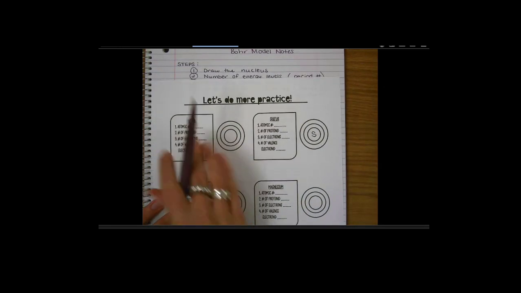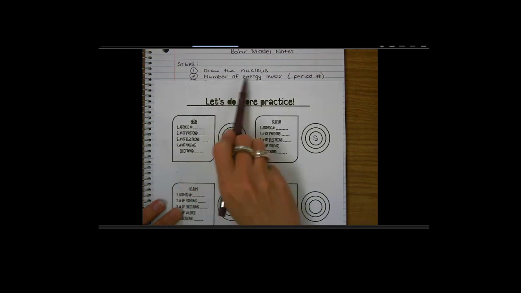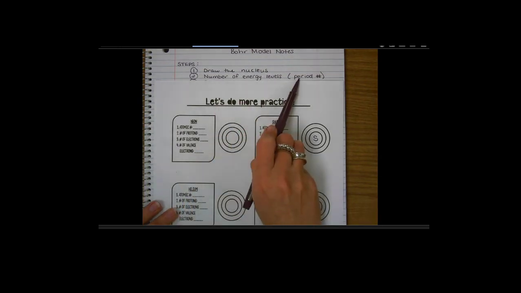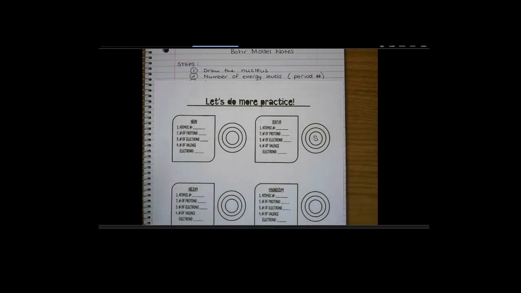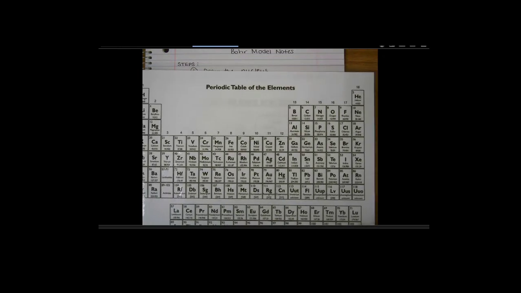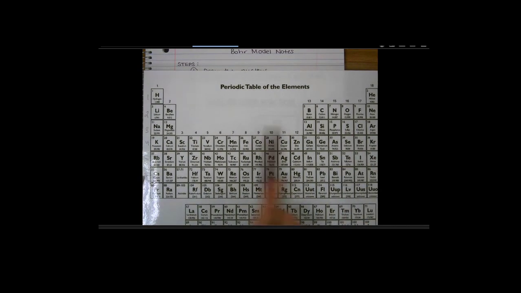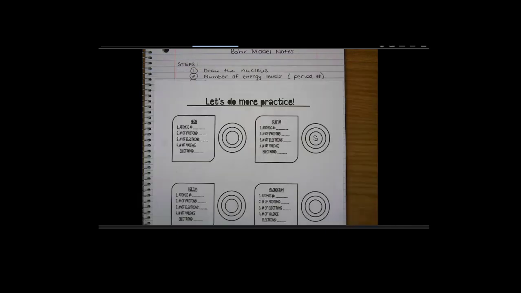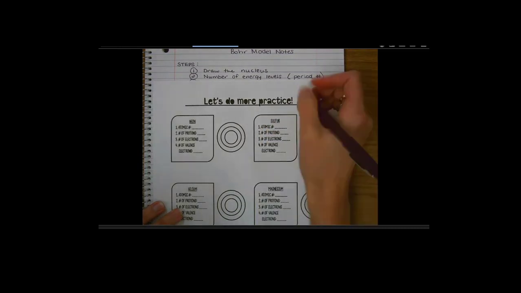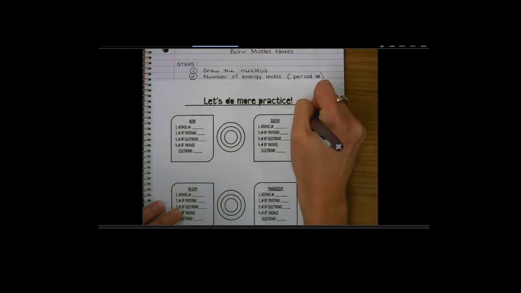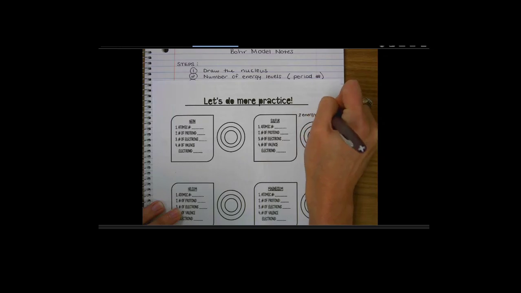Now number 2 is to find the number of energy levels, and again we're going to look at the period number to do that. So let's look at the periodic table. On our periodic table, sulfur, if we go all the way across, is in period 3, so we know that we have 3 energy levels. Let's go down to number 3. It's going to draw the energy levels. Well, we have 3 energy levels all drawn out for us, so that's already done.